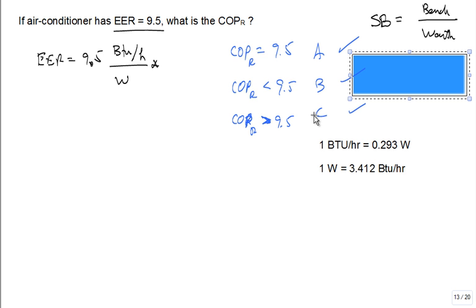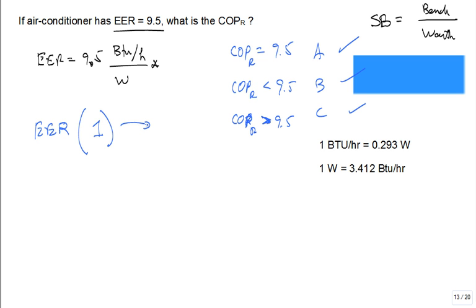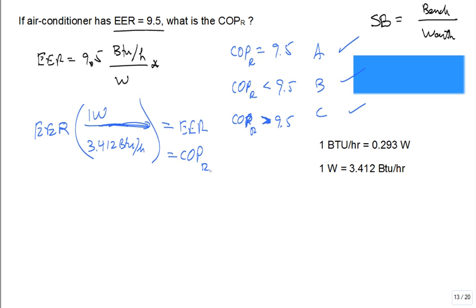Okay. So what we do is we have this EER of 9.5. I want to use that: if I take the EER and I multiply by 1, then it converts it over. So if I multiply it by a 1 of 1 watt per 3.412 BTUs per hour, I just multiply by 1, then I'll get an EER in different units, but this EER in different units is also the same as the COP of the refrigeration that we studied.